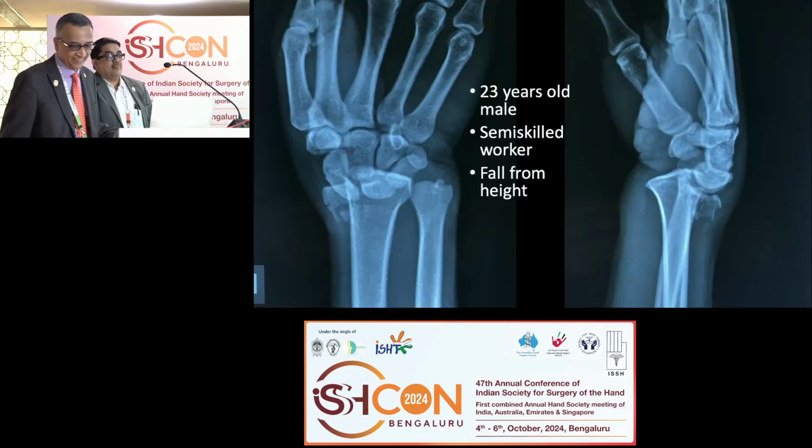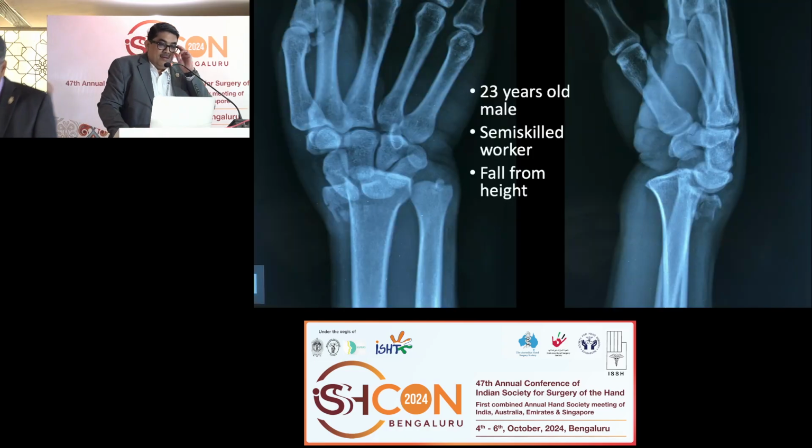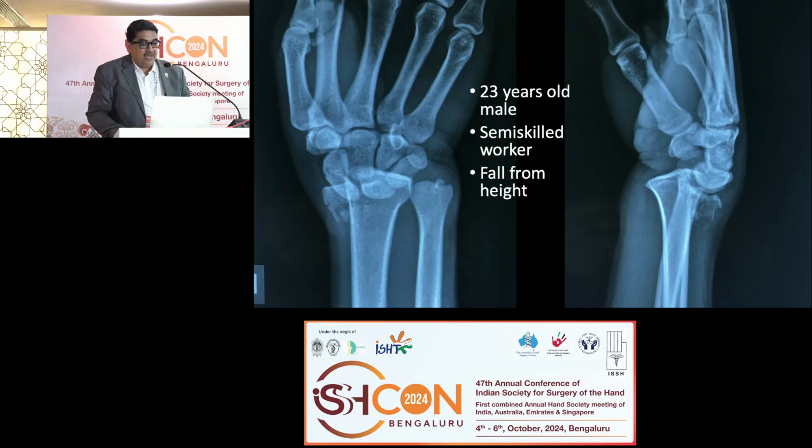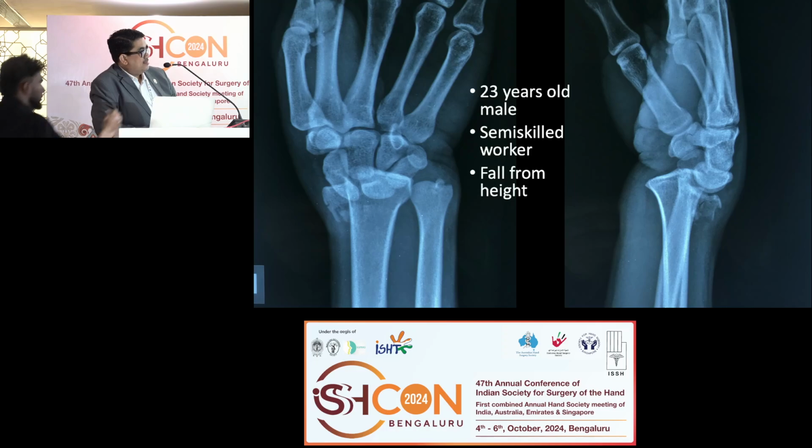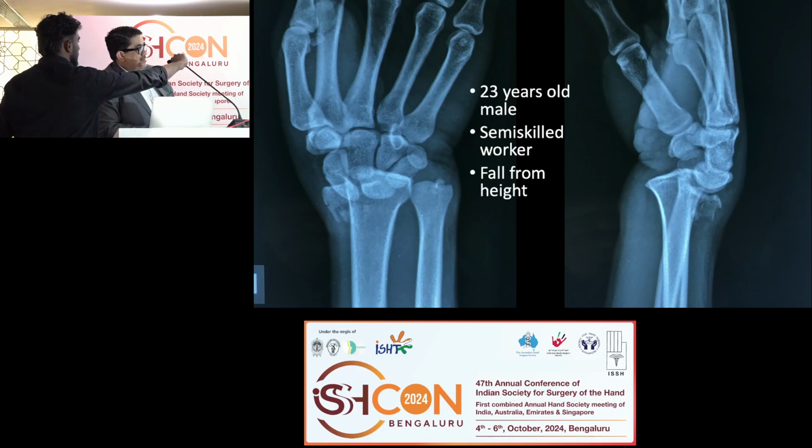Perfect. That's the message. Yeah, this was a 23-year-old male, semi-skilled worker, who had a fall from height. He had injury to both wrists, but we just discussed the one side. So this was his X-ray. Who wants to take this?